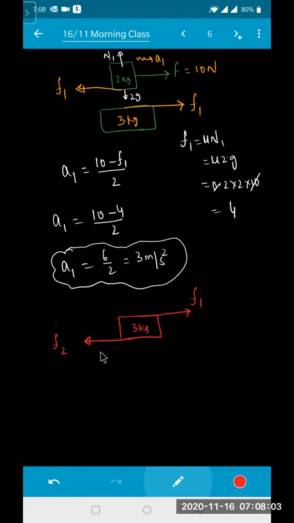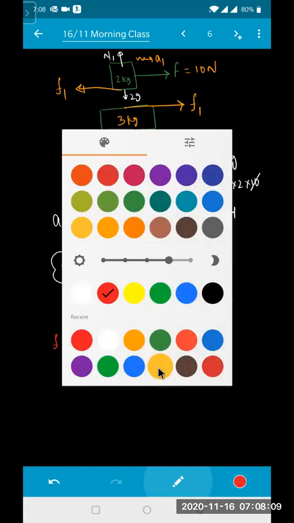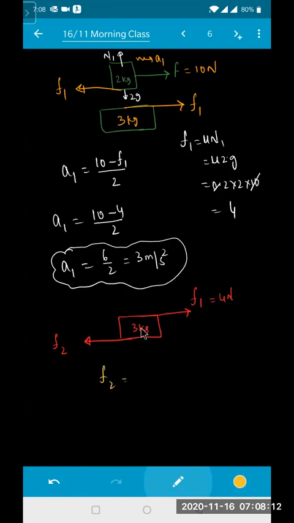How much will it be? F1 is how much? 4 Newton. And F2, can you calculate the value of F2? F2 is equal to, see, the weight of this body is now 3g in the downward direction. 2g was also acting in the downward direction. Now the new normal acting on this one is nothing but N2.